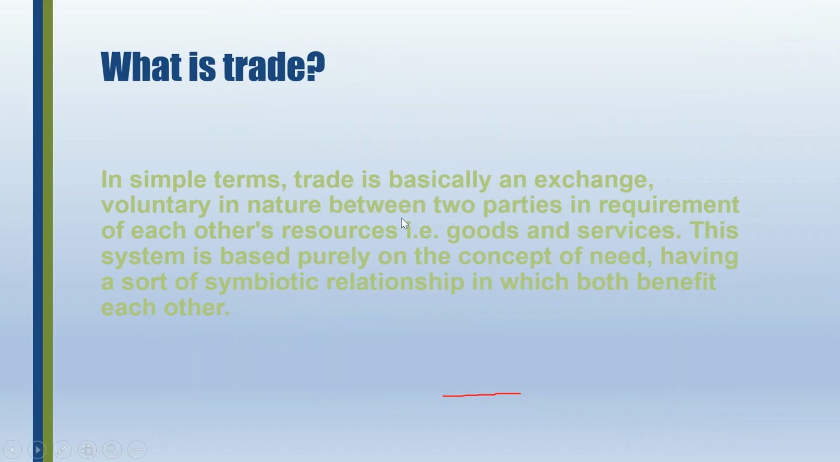What is trade? In simple terms, trade is basically a voluntary exchange between two parties in requirement of each other's resources, i.e. goods and services. This system is based purely on the concept of need, having a sort of symbiotic relationship in which both benefit each other. So if two people have something but don't have what each other has, they exchange with each other and it benefits both. That's called trade.